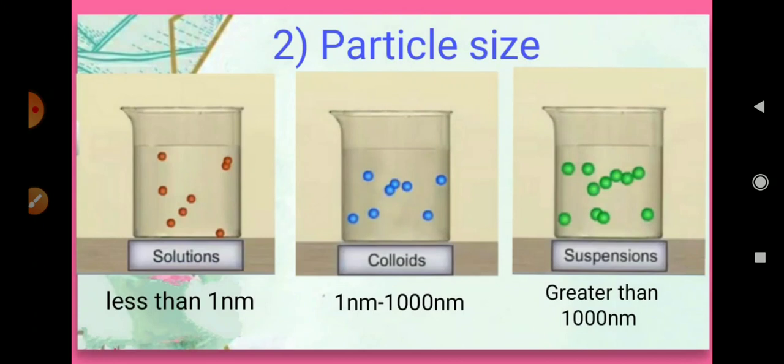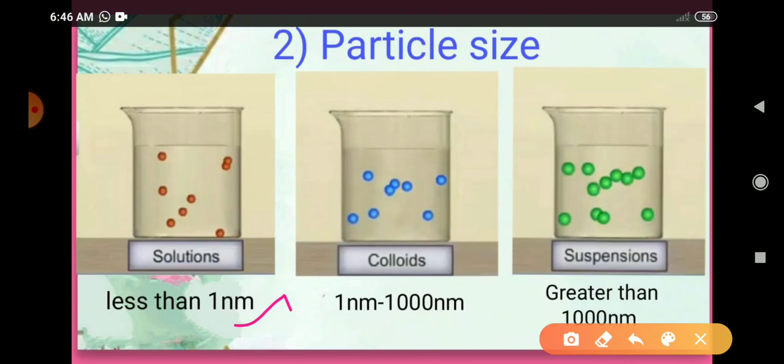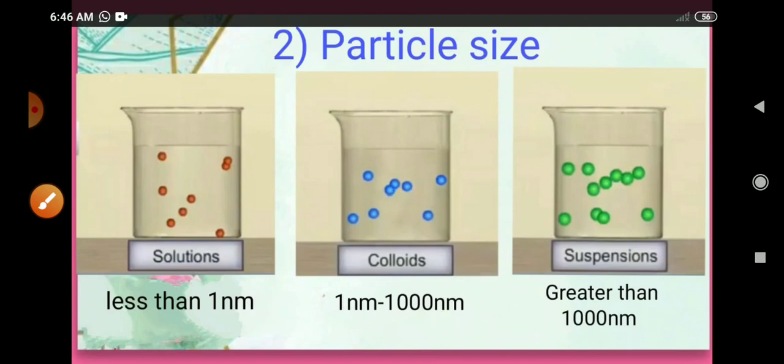If the size of the particles is less than 1 nanometer, then it is called a true solution. That is the example we have taken, salt in water. And if the particle size is greater than 1000 nanometer, then it is called a suspension. That means the size of the particles is much bigger. And if the particle size is in between 1 nanometer to 1000 nanometer, then it is called colloids. So in solution, the size of the particle is less than 1 nanometer. In suspension, it is greater than 1000 nanometer. And if the particle size is in between these, then we call it colloids.